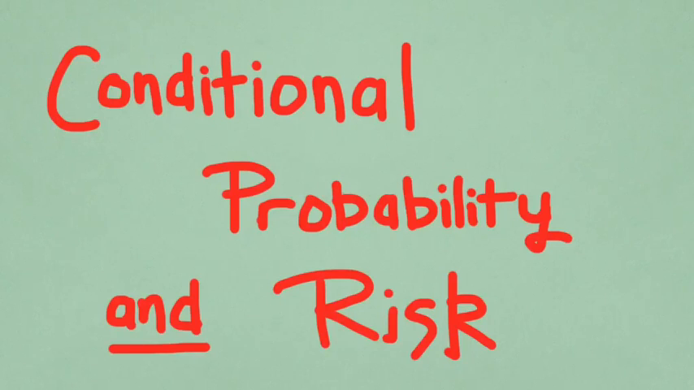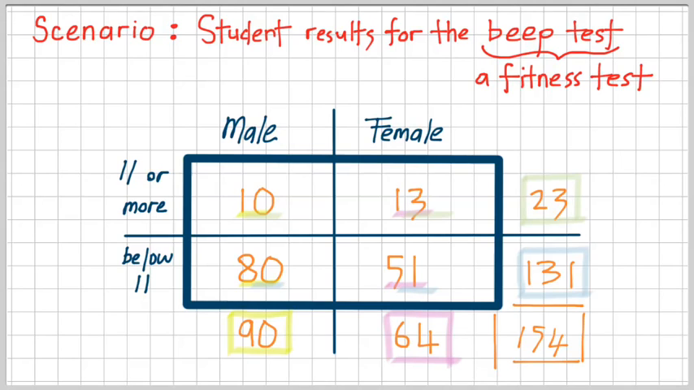If you haven't watched the previous episode, then I suggest you watch that episode before you pay attention to the details in this episode itself. The scenario we're going to be using is student results for the beep test, which is just a fitness test. So this is the same example from the previous episode. If you've seen that video, then this should be quite familiar to you.